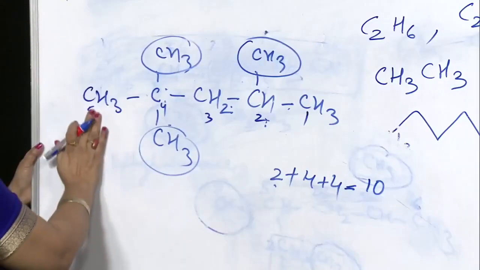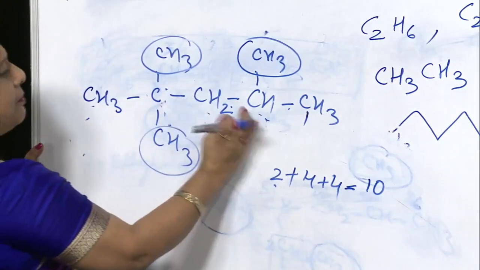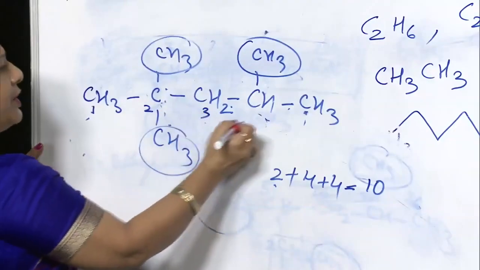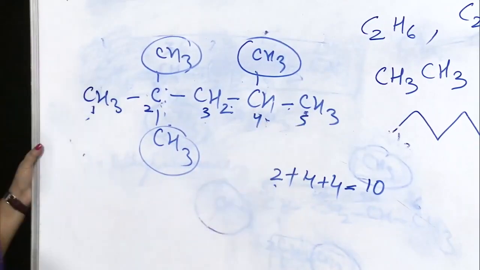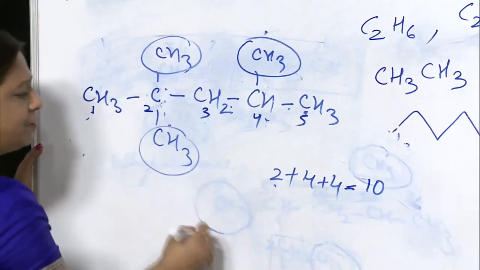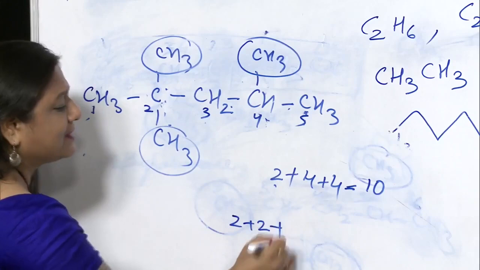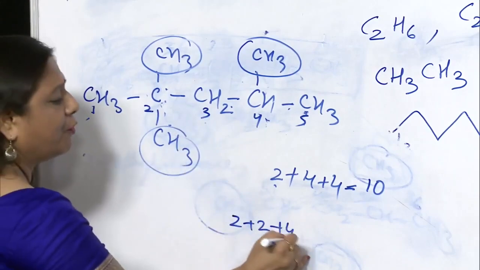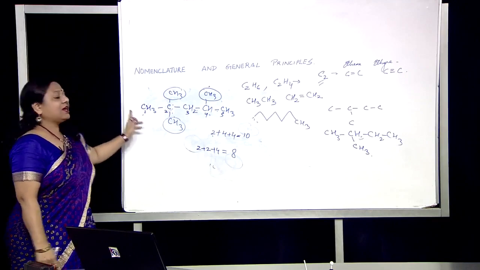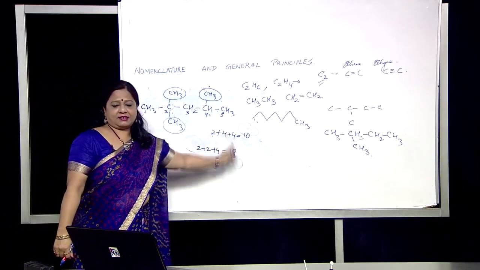So if I number it in a different way, that means from the left side, 1, 2, 3, 4 and 5, now when I add the positions, at carbon 2 I have 2 groups, so 2 plus 2 plus another group present at 4. So it comes out to be 8. So the naming in this way is correct.